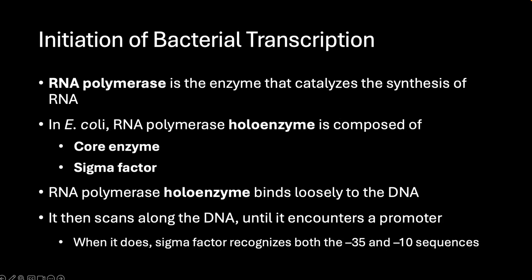RNA polymerase, the main workhorse enzyme of RNA synthesis, is made of two components here, the core enzyme and a separate piece called the sigma factor. This holoenzyme binds to DNA loosely until it encounters the promoter region. At this point, the sigma factor recognizes the conserved promoter sequences and begins transcription.